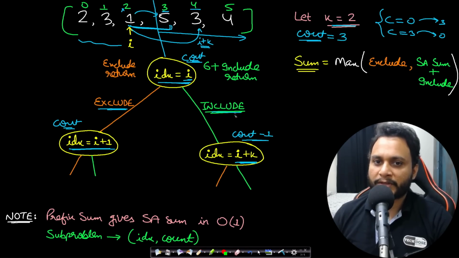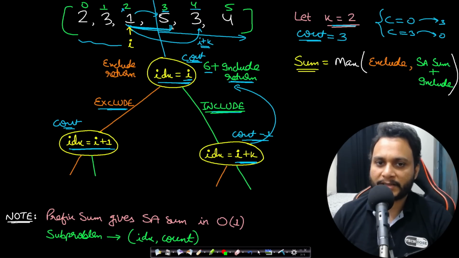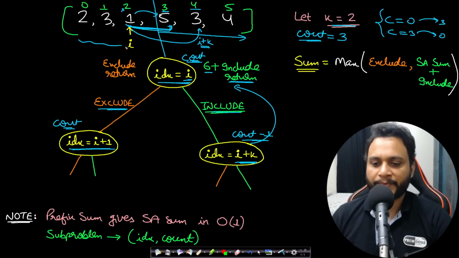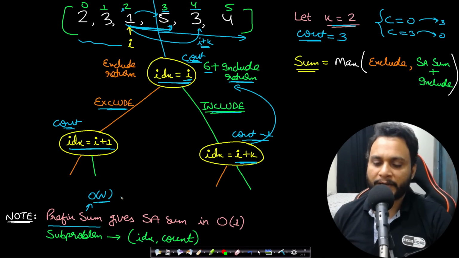So this is the include case, and if you are including, then whatever is returned from this sub problem, that value needs to be added to the subarray sum, which is 1 plus 5 in this case, right? So getting the subarray sum from a given array is faster when you use a prefix sum, because you know that if you do pre-processing of prefix sum in order of n time, then each of the subarray sum queries you can answer in order of 1 time, because there are no update queries, right?